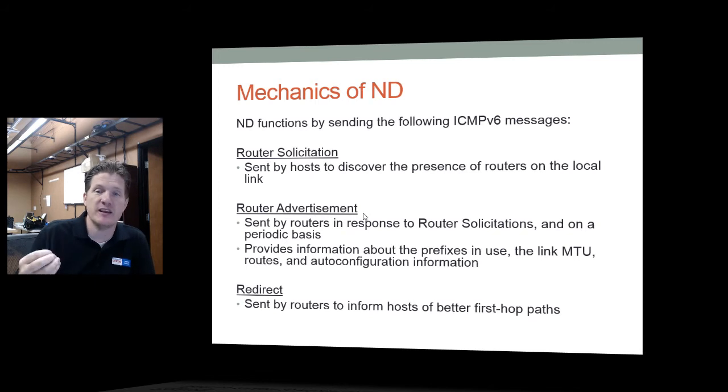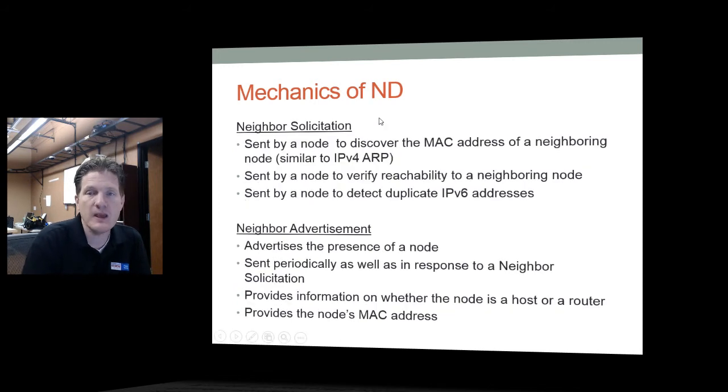So routers can send a neighbor discovery to redirect hosts to go to another or a better path than the one that they are on. So that is the purposes and the reasons behind network discovery. We can also do neighbor solicitation.